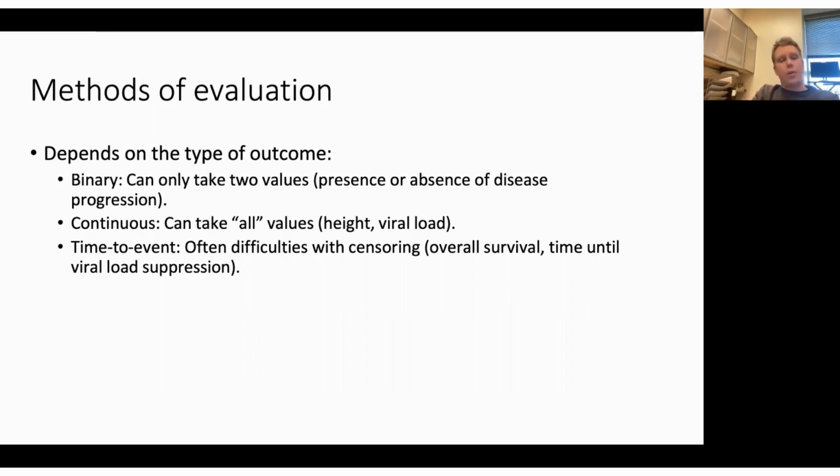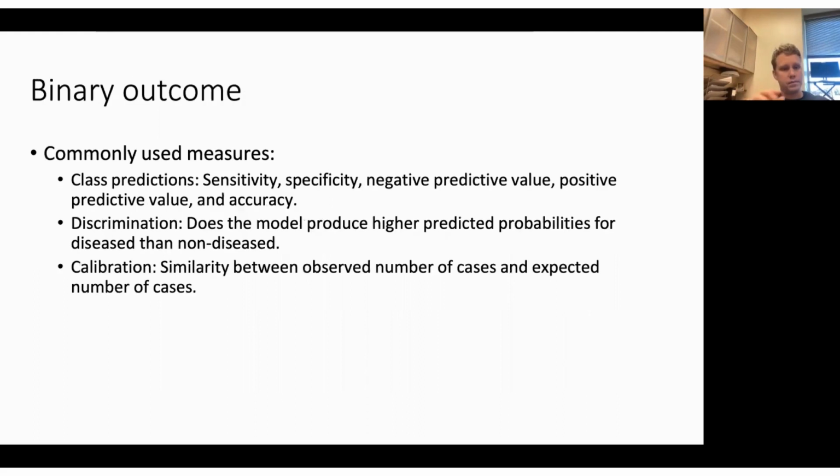Another outcome that is very popular in medical research is time to event, like overall survival, time to death, disease-free survival, progression-free survival, event-free survival, time until viral load suppression, and so on. Prediction models built for these types of outcomes tend to be harder to evaluate because of what we call right censoring, which many of you might have heard of.